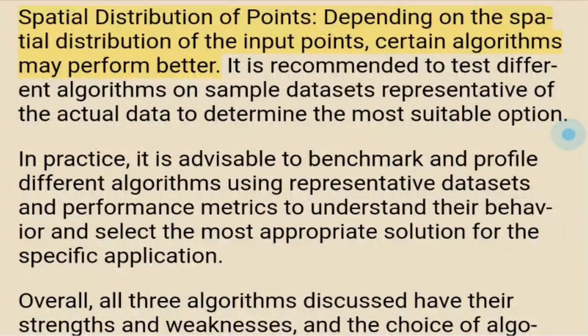Spatial distribution of points. Depending on the spatial distribution of the input points, certain algorithms may perform better. It is recommended to test different algorithms on sample datasets representative of the actual data to determine the most suitable option. In practice, it is advisable to benchmark and profile different algorithms using representative datasets and performance metrics to understand their behavior and select the most appropriate solution for the specific application.